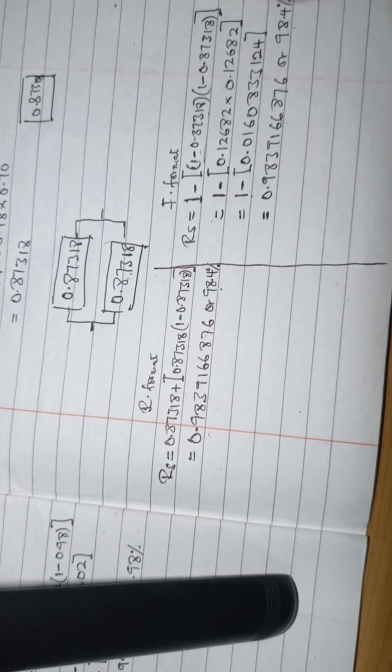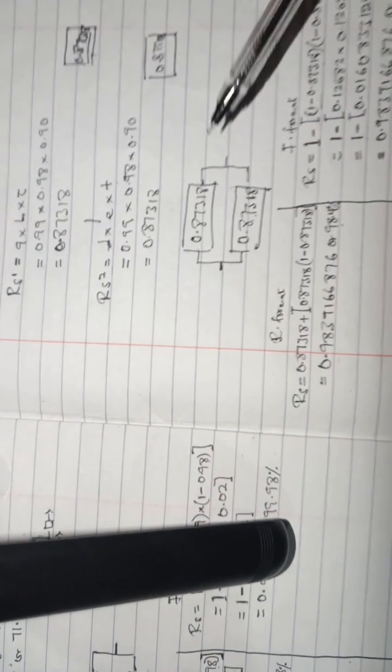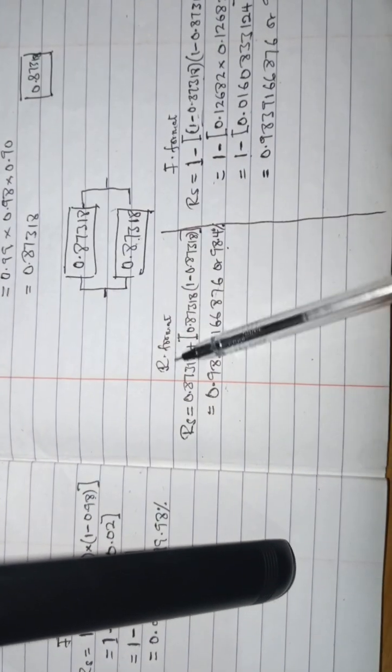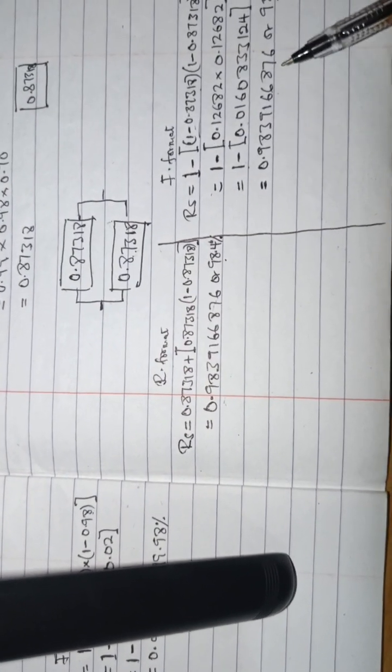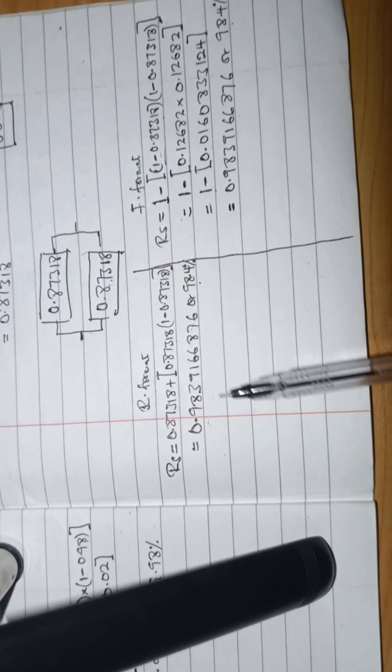So the whole idea is that when you get any complex system, you just have to simplify it by putting it into this format. Then you use either the reliability format or the failure format to solve for it. Either way, you are going to get the answer. Okay, so that is that for this question.